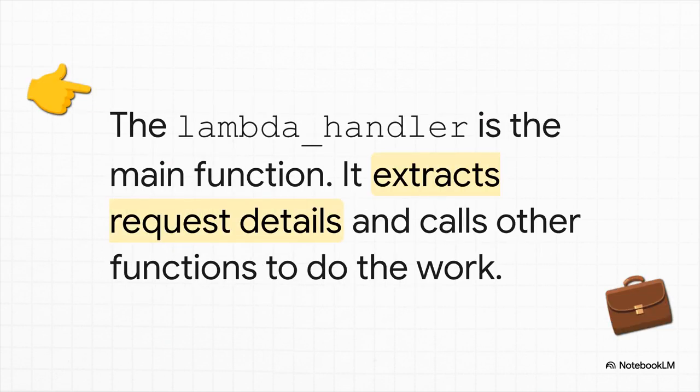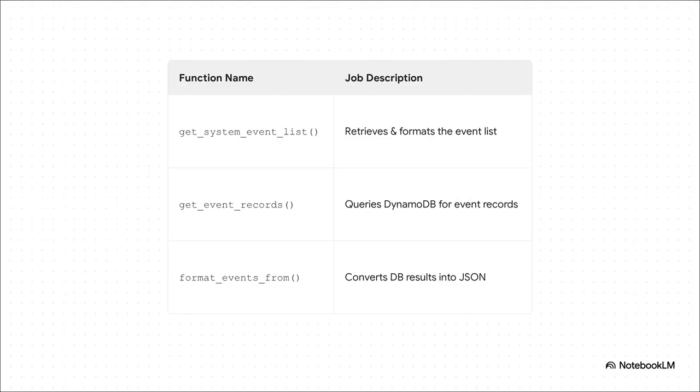Every Lambda function needs a starting point, and for this one, it's the Lambda handler. The best way to think about this is like the general manager. It doesn't do the really hard work itself. Instead, it gets the request and immediately starts delegating the tasks to a whole team of specialized helper functions. And here is that specialized team. The Get System Event List function is kind of like the coordinator. It calls on Get Event Records to do the real heavy lifting. That's the one that actually queries the database. And as soon as that data is back, it hands it off to format events to package it up perfectly for the response. See how they all work together?